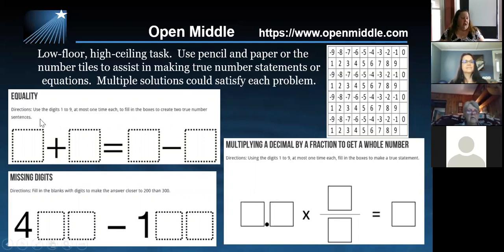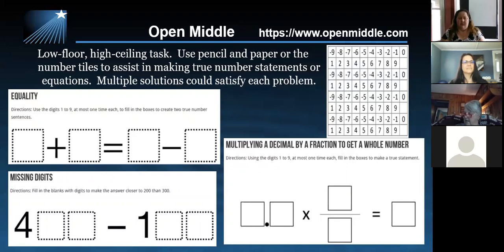So in this first one over here, it says use the digits 1 to 9 at most one time each, so you're not repeating a digit, to fill in the boxes to create 2 true number sentences. A student would use these boxes and try to find 2 numbers that when I add them together are equal to 2 numbers when I subtract them. So I might use the numbers 1 plus 2 is equal to 9 minus 6. Both sides equal 3, but I've used those digits. Now that's just one solution strategy. I might also use 2 plus 4 equals 9 minus 3. And there are lots of other solution strategies that could work for that one.